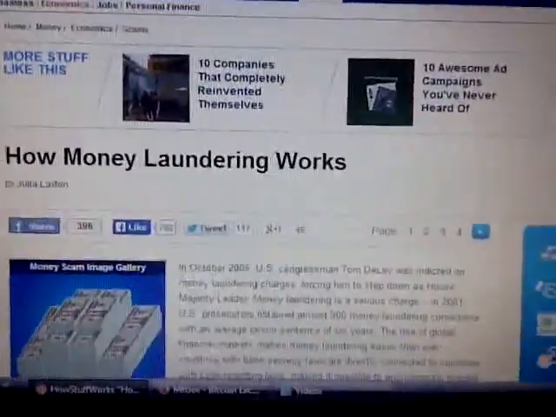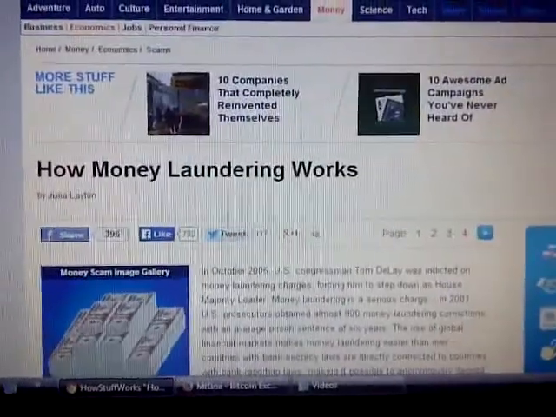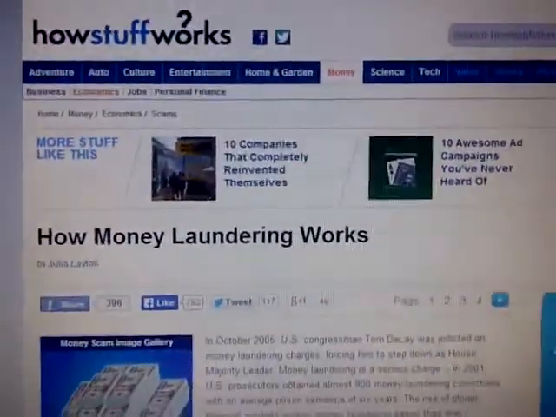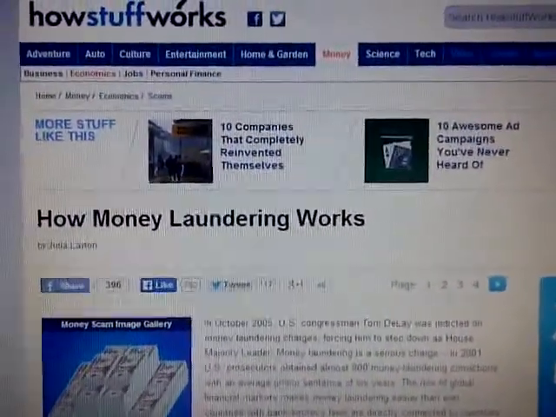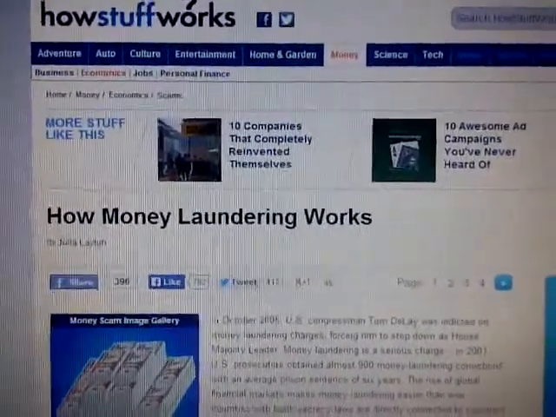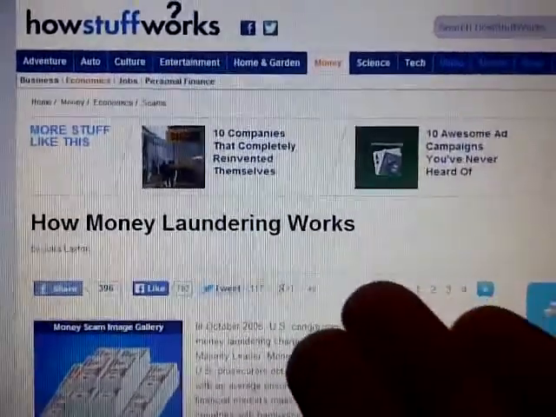Because if you think about it, by engaging in transacting in U.S. dollars we engage in money laundering by default. Okay. An example would be, well, how can I say this? I'll kind of go over what this is.